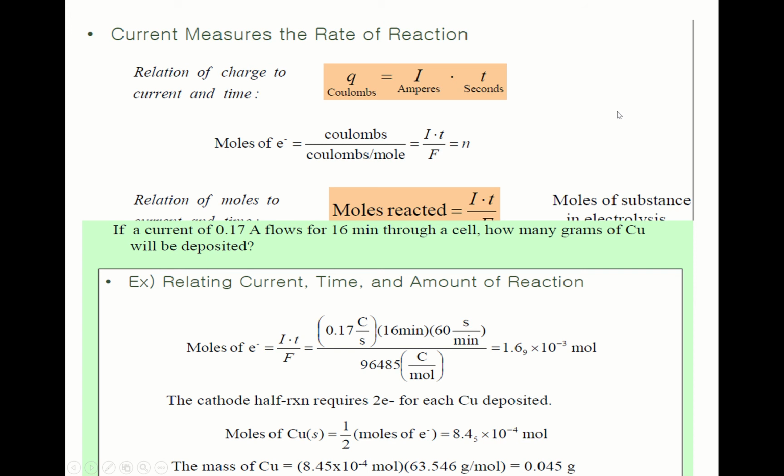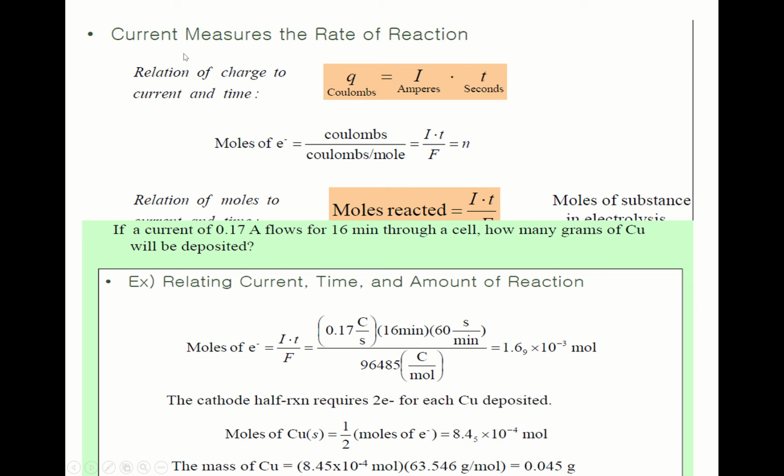Okay, let's keep going. Now, since current is flowing through the circuit, and it takes time, as you know, current times time gives you the charge.